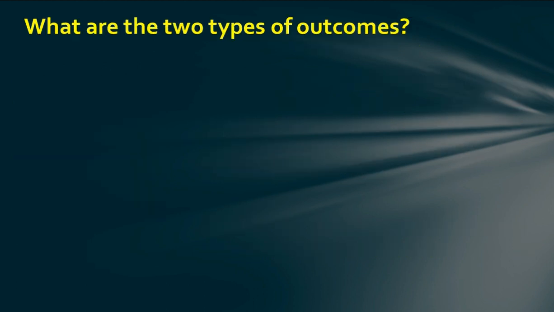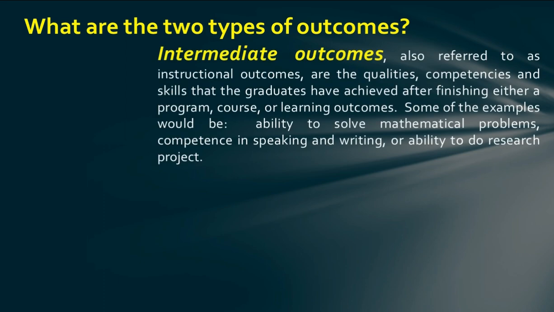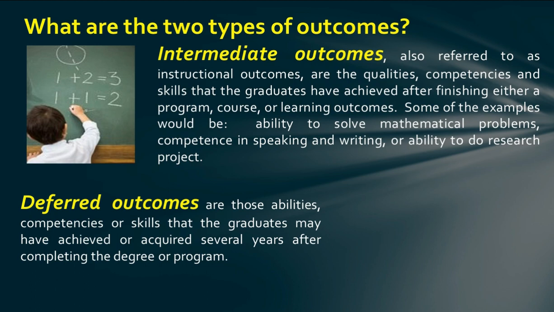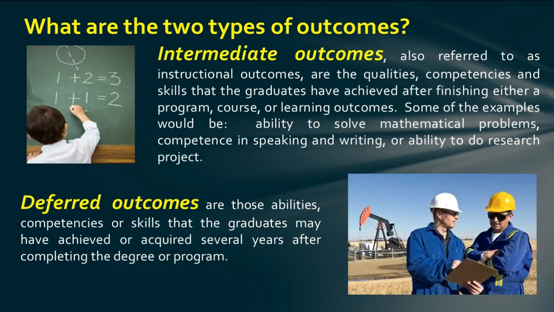So what are the two types of outcomes? First, we have intermediate outcomes, also referred to as instructional outcomes. These are the qualities, competencies, and skills that the graduates have achieved after finishing either a program, course, or learning outcome. Some examples would be the ability to solve mathematical problems, competence in speaking and writing, or the ability to do a research project. The second type is the deferred outcomes. These are abilities, competencies, or skills that the graduates may have acquired several years after completing the degree program, so might be during their professional work.